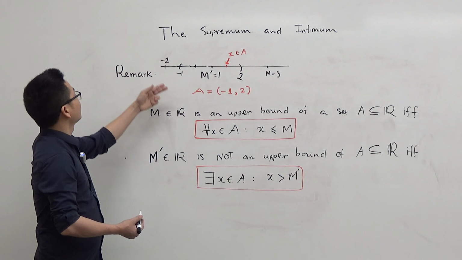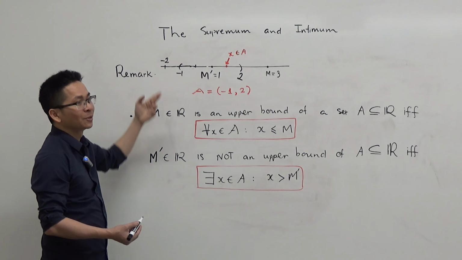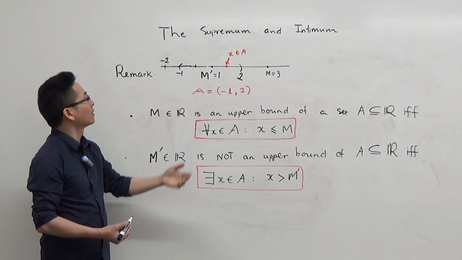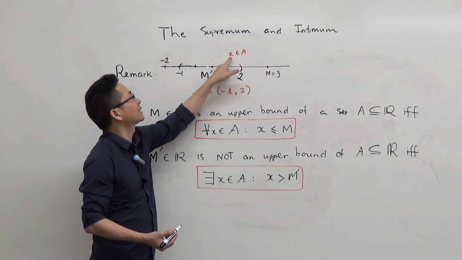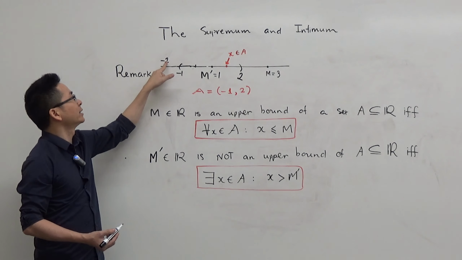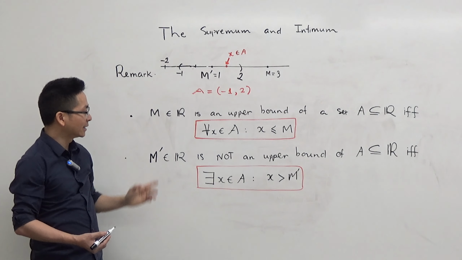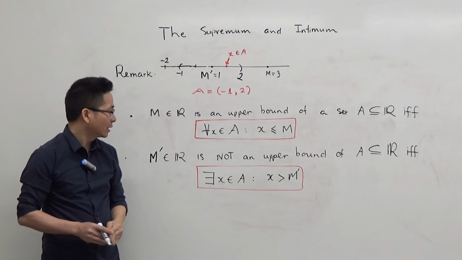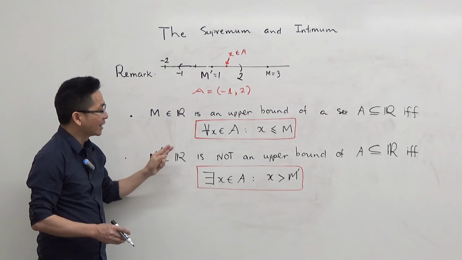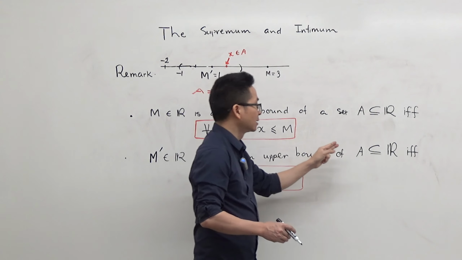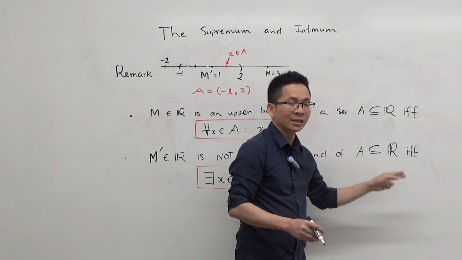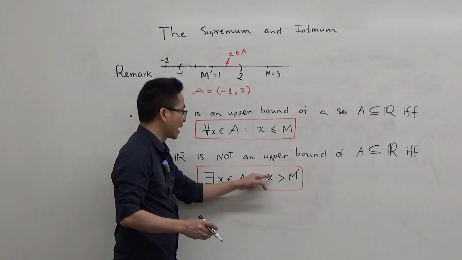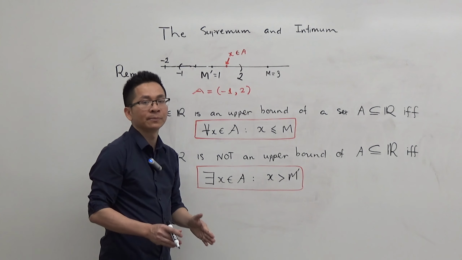How about m prime equals -2? Is it an upper bound of the set A? The answer is no, because again, you can find some x in A such that x is greater than -2. So again, I want to emphasize a very important fact that we are going to use later on. That is, a real number m prime is not an upper bound of a subset A of the real line if and only if you can find some x in A such that x is strictly greater than m prime.